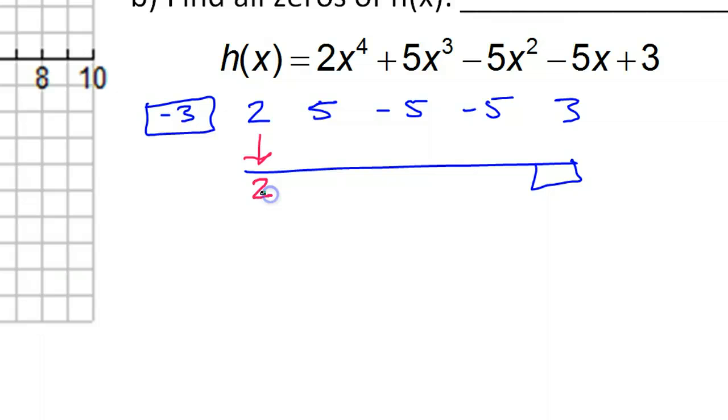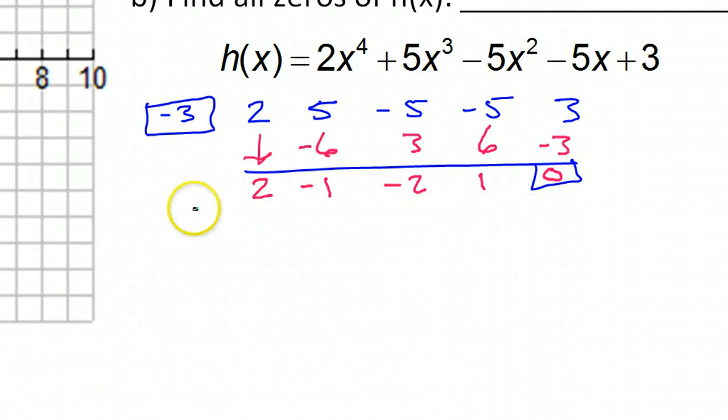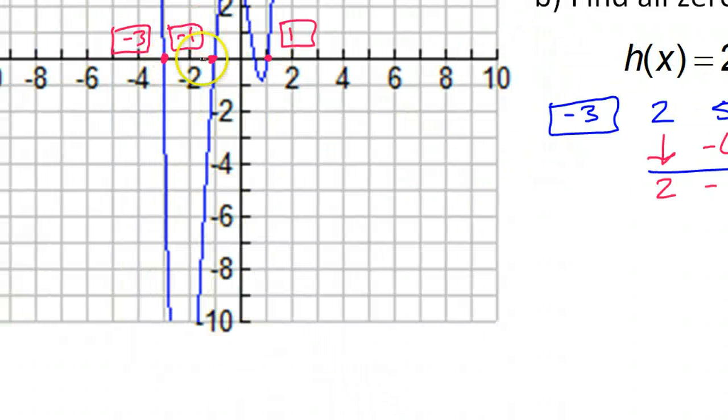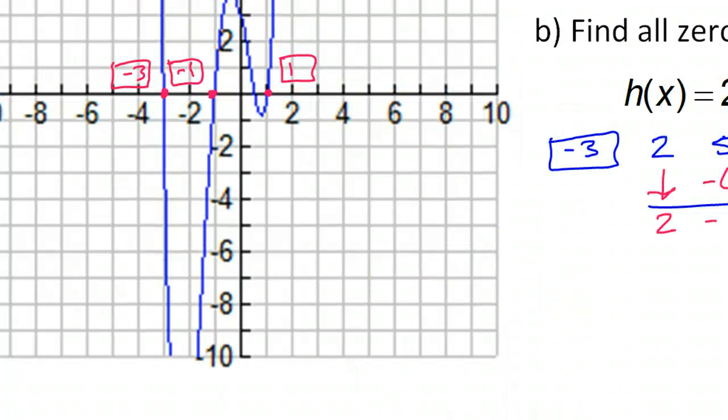Okay, so I'll bring my 2 down, multiply, I get -6. Add -1, multiply, +3. Add -2, multiply, +6. Add +1, multiply -3, add 0. So I've got this. Now I believe I could do grouping right now because I'm seeing the pattern 2 1, 2 1. So I'm betting grouping would work, but you know what, I have possible zeros right in front of me, so I'm just going to keep going the way I'm doing it.